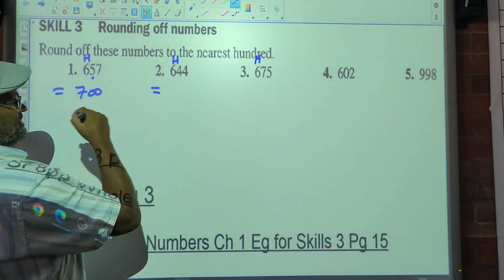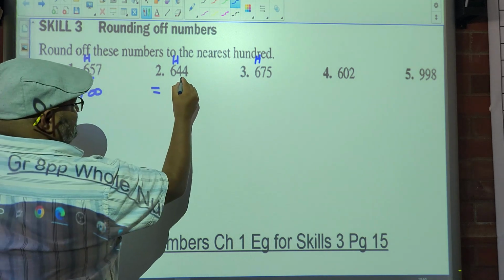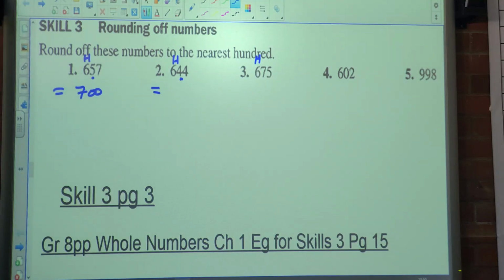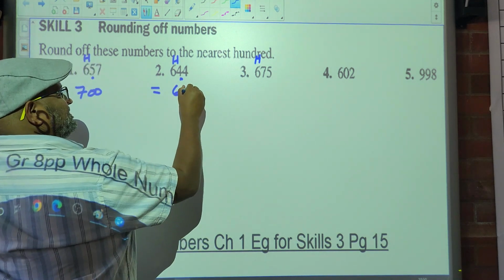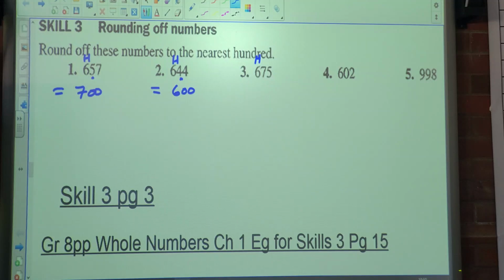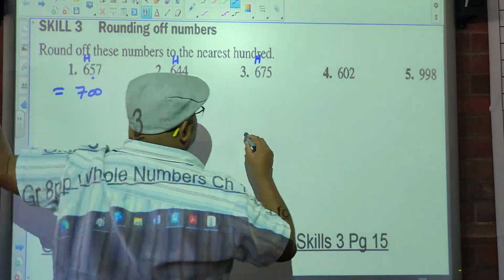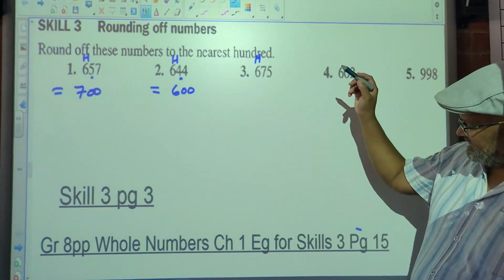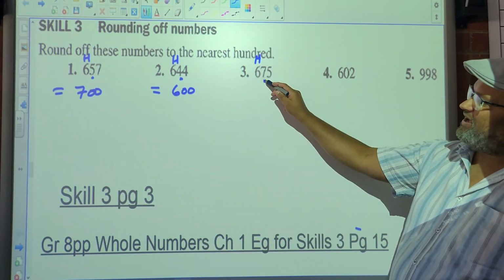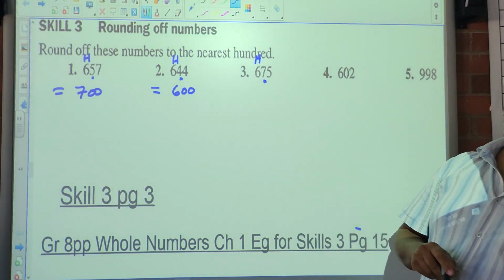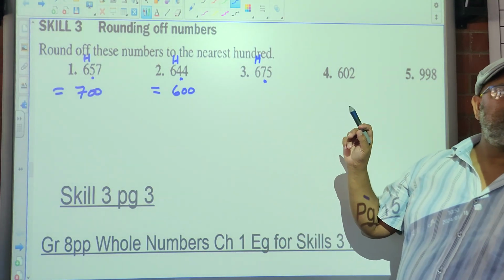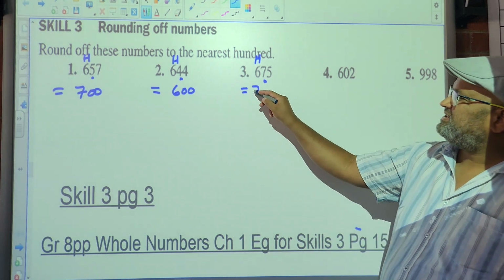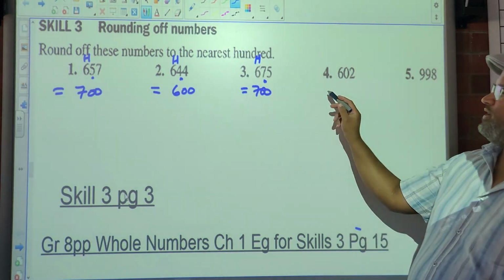Let's look at number 2. So that 6 is dependent on the 4. Is it greater than or less than 5? So it's going to remain the same. So it's going to be 600. You all agree with that? Let's look at the next one. 675. The 6 is dependent on the 7. Is that greater than or less than 5? Greater. So it will change. So it becomes 700.